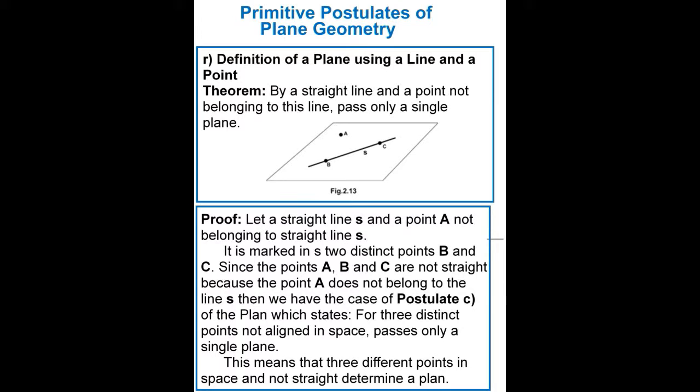The 3 points marked A, B, and C are not collinear. That is, they are not on a single line, because the point A does not belong to a straight line S. So you have the situation determined by the postulate I had presented in the previous lesson, that says that by 3 distinct and non-collinear points passes only a single plane. That is, 3 different points in space and none in a straight line, that is, not collinear, determine a single plane.